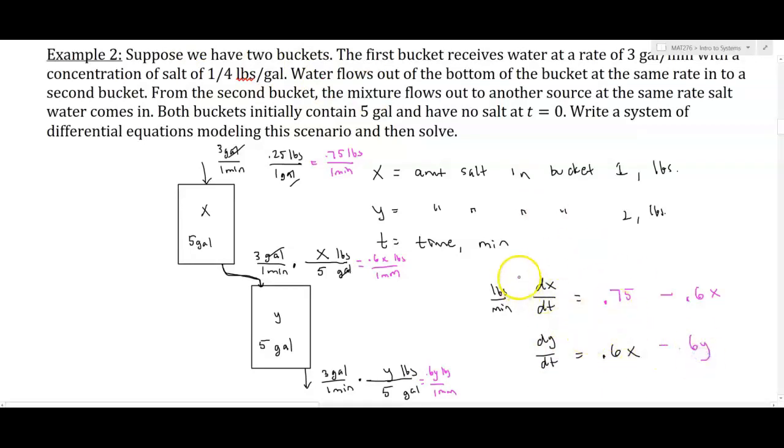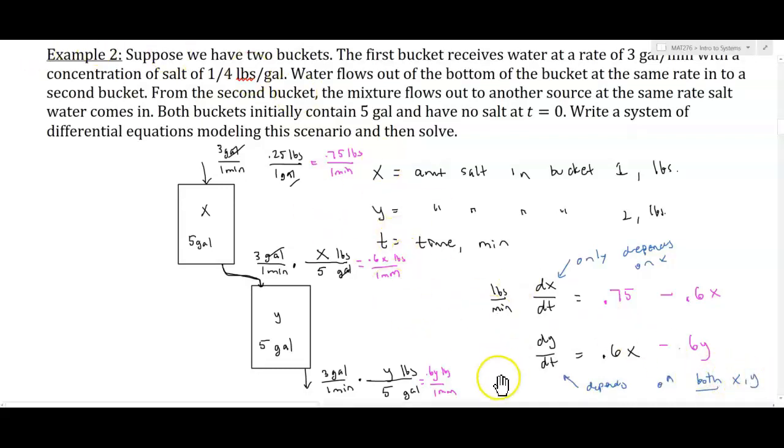And you can see now that we have a decoupled system. A partially decoupled system. That is, we notice that the rate of change of x, dx/dt, only depends on x, but dy/dt depends on both x and y.